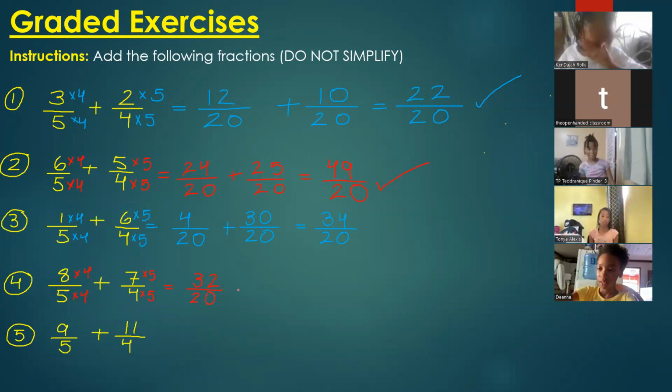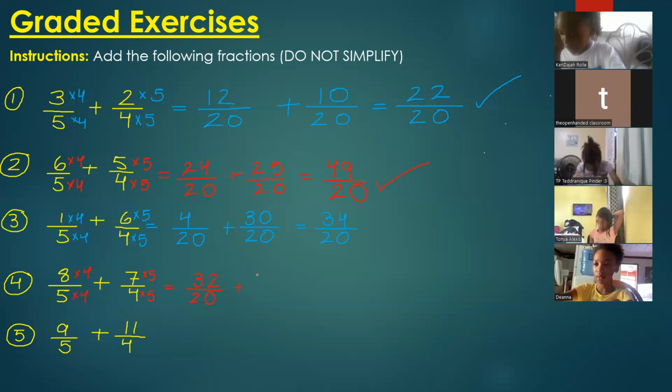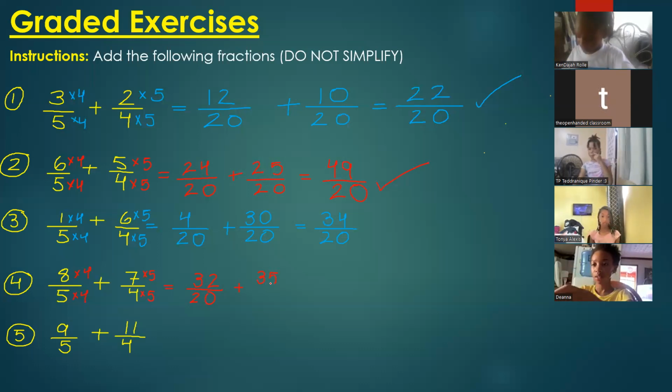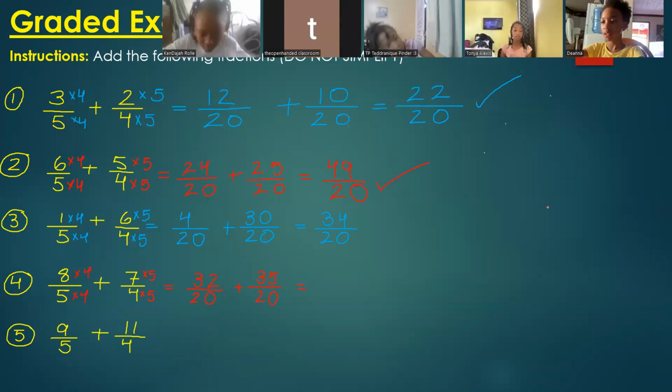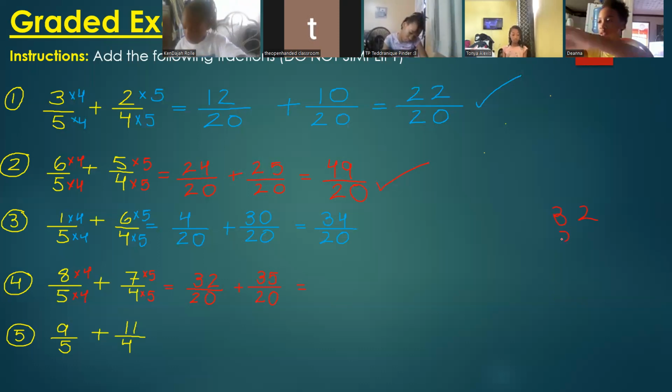Very good. And then we have to put our plus sign. And then we're going to say 7 times 5. 7, 14... which is 35. So we're going to say 35 over 20. Very good. 35, 36, 37, 38, 39, 40, 41. So let's add it together. We have 32 and 35.